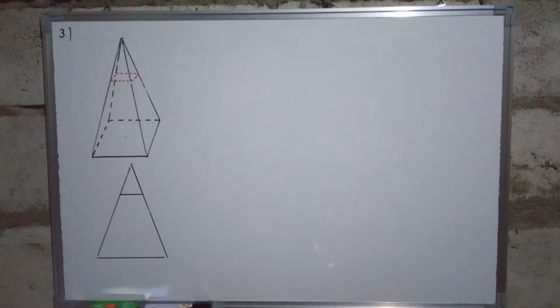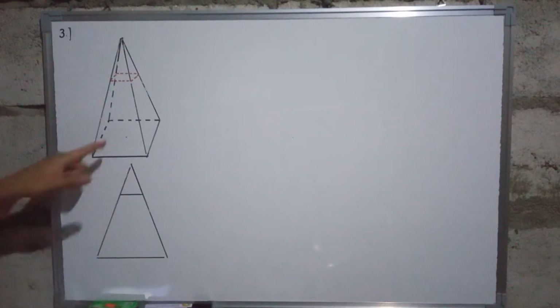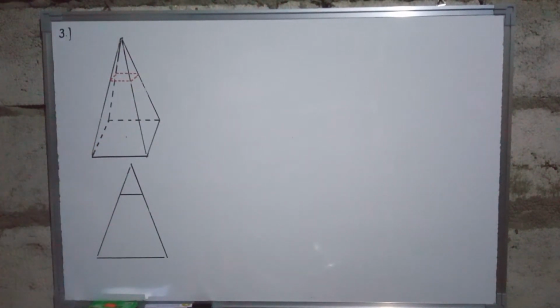Let's proceed to sample problem number 3. A regular square pyramid has a base whose area is 25 square inches. So yung base natin sa ilalim. A section parallel to the base and 3.18 inches from the vertex. So edit lang natin yung problem sa module. Has an area of 4 inches squared.